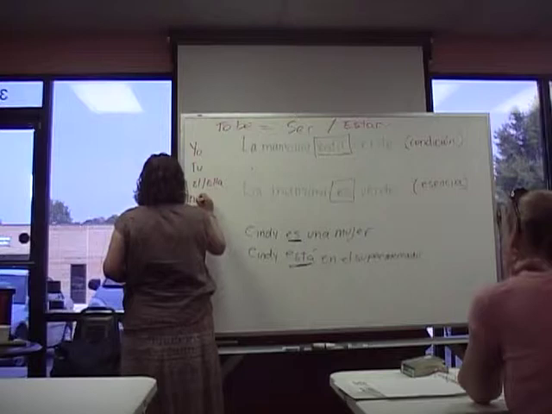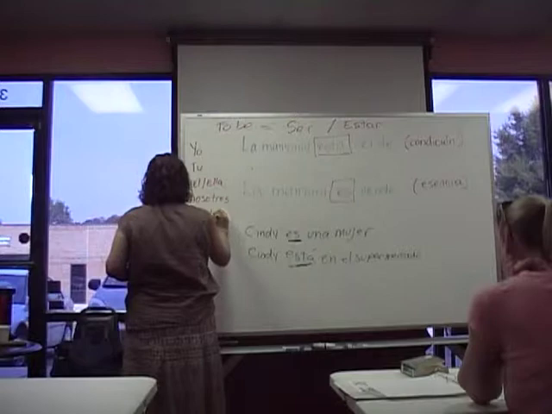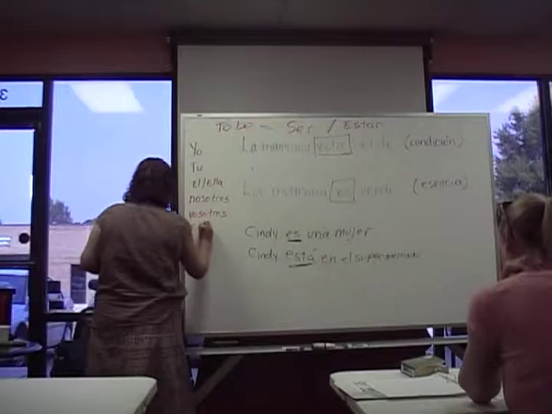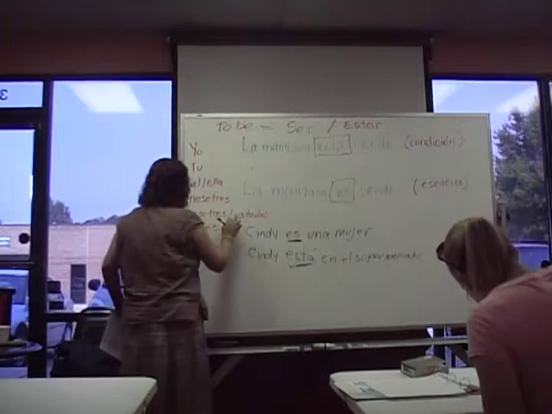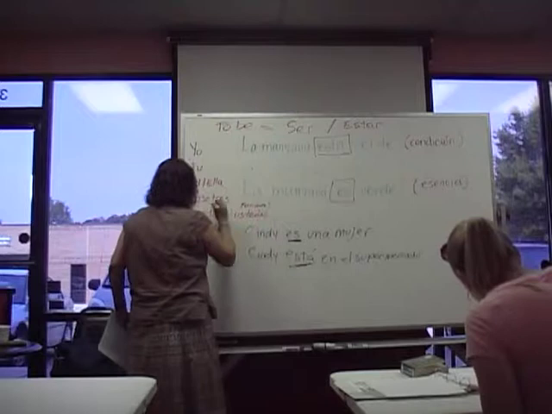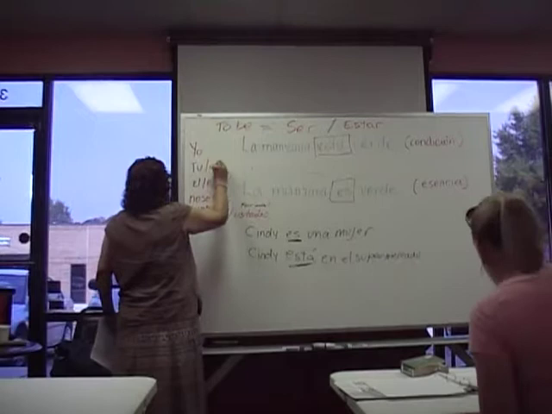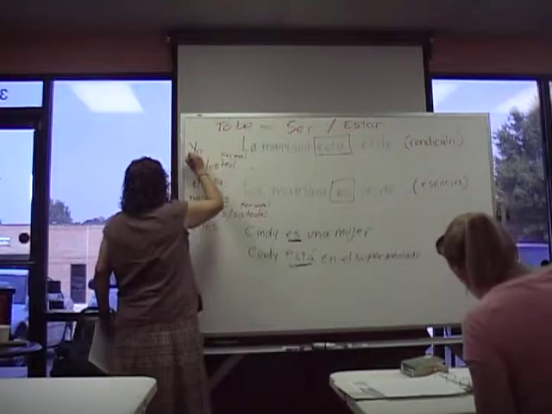Nosotros estamos. And is the next one vosotros? Yeah. Vosotros estáis. Ustedes están. Vosotros and ustedes is always going to be the same. One is the formal and this is informal. So that would be like tú. Ellos and usted. This is formal and this is informal.